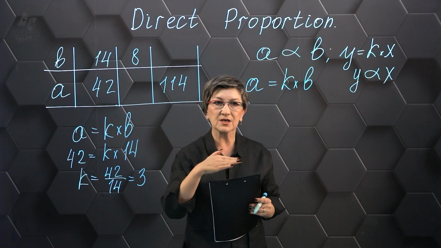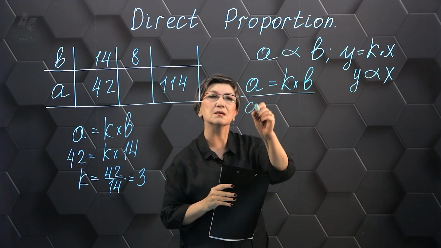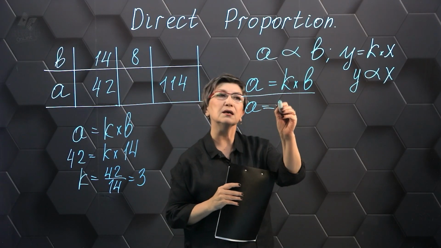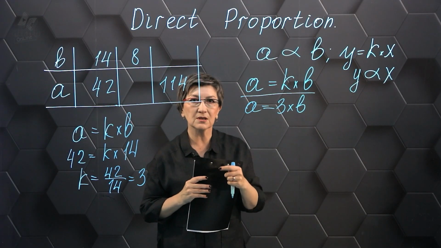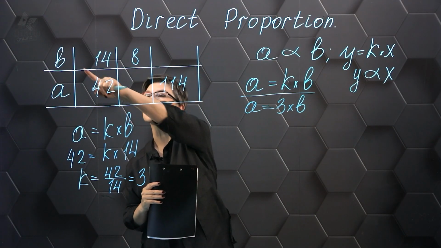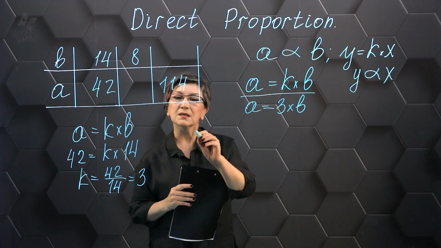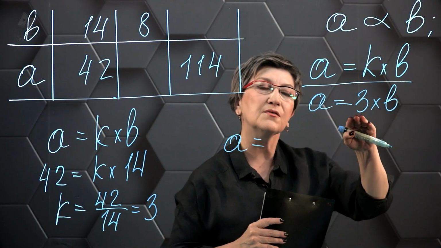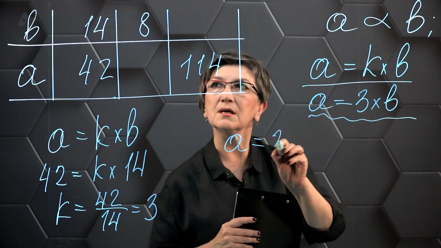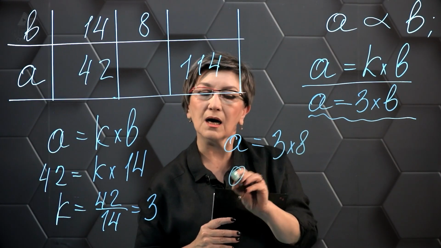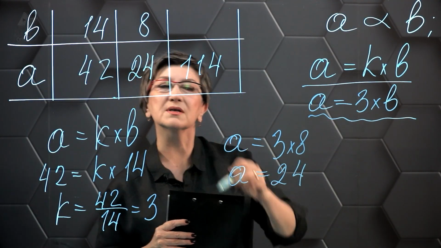Then we can already write down the relationship. Let's go back to our record and write down A equals 3 times B, and using this record we can fill in the table. Let's go to our table. We have B equals 8 and we need to find A. Then I write down A equals. Since the coefficient is 3, I use this particular entry. A equals 3 times 8. And then A will equal 24. Let's write down. A is 24.